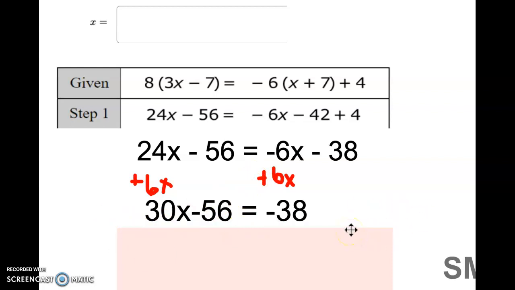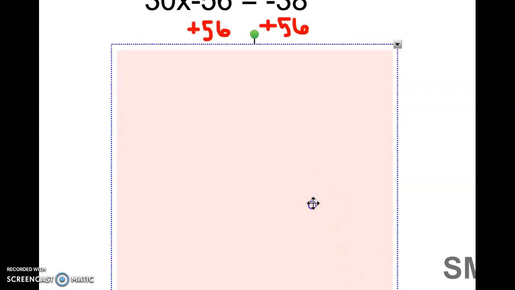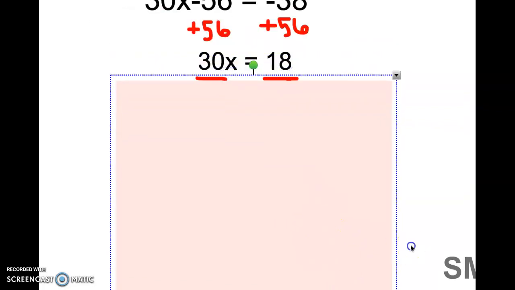So here, now we need to get x on one side of the equation by itself. Remember, that's the goal. So that minus 56, we need to move it to the right-hand side of the equation. So to undo subtracting 56, we're going to add 56 to both sides. When we do that, I need to scroll down here, we're going to get 30x equals 18.